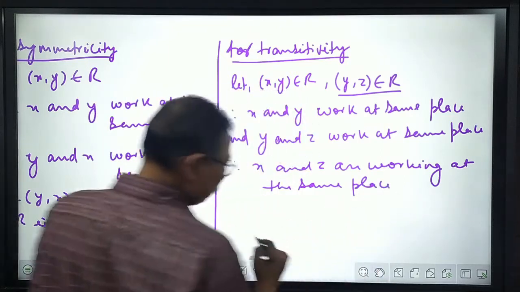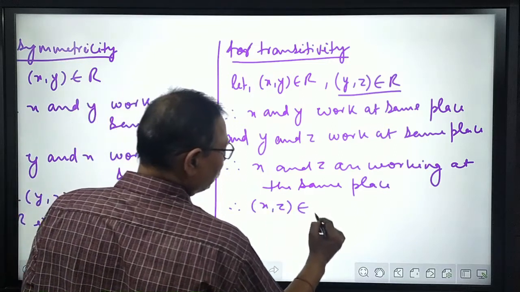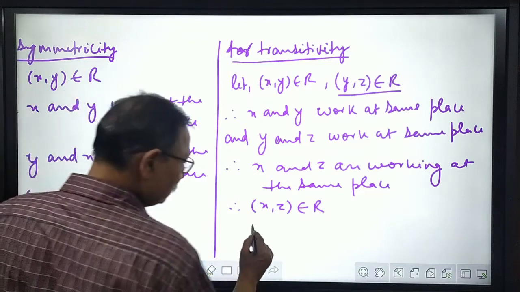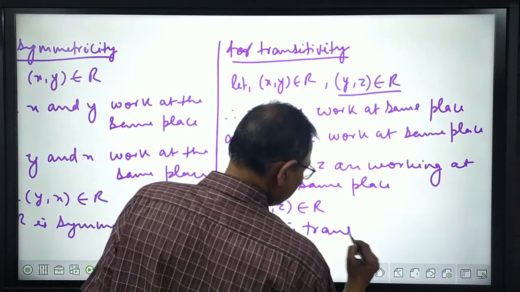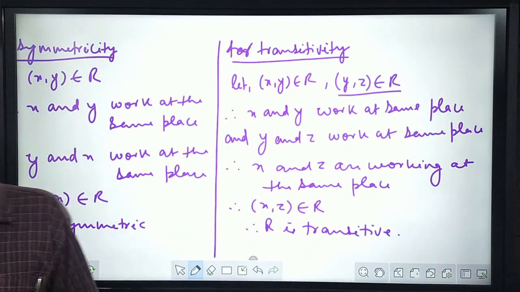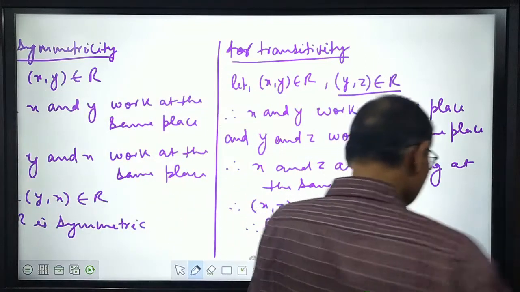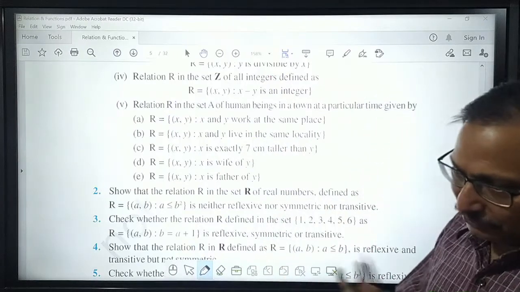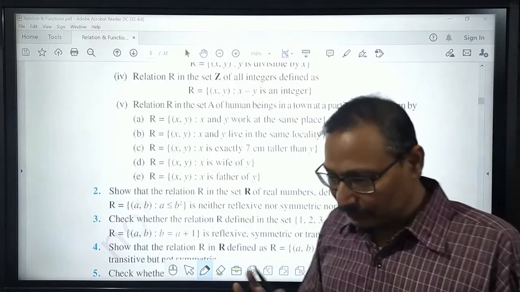So we conclude that x comma z is a member of R, and that was to do. So we will conclude that therefore R is transitive. Okay, I hope you could understand this one. This is a very simple question. And now these questions are being discussed by me without writing. I hope you will solve these questions.